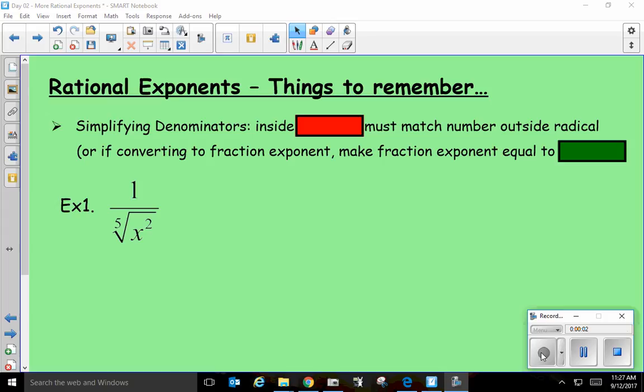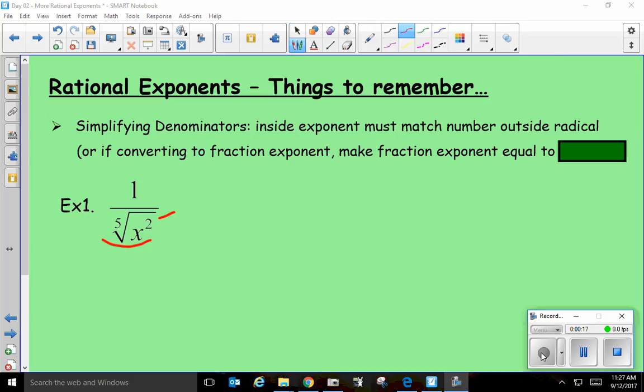Rational exponents. Okay, here's some things to remember. When simplifying the denominators, I'm looking at the denominator I have right here. When I'm simplifying this, I want to make sure the inside exponent, which is my 2, matches the outside radical, or I should say the outside root. That would be even better. It should match this number here.